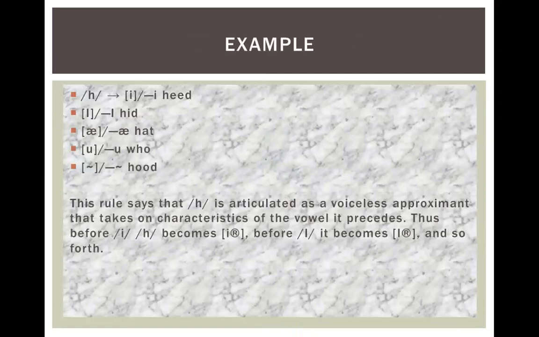And here is an example. Here is a rule. This rule says that h is articulated as a voiceless approximant that takes on the characteristics of the vowel it precedes.